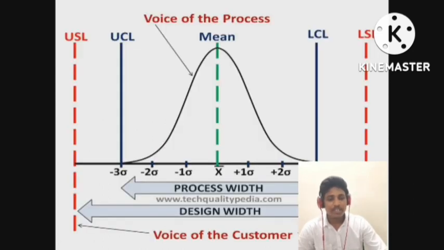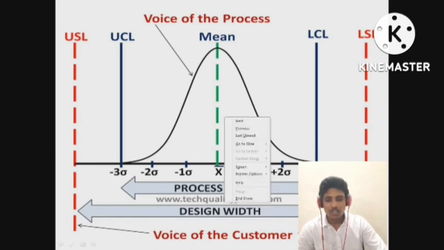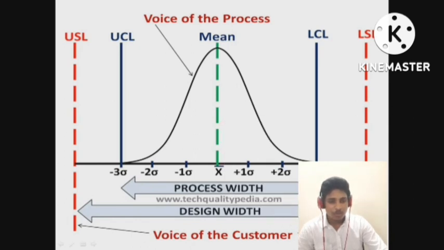This is the process capability graph. This is the process width. Here the customer gives a limit, that is the tolerance values. The positive tolerance is called the upper specification limit, USL, and the negative tolerance they provided is the lower specification limit, LSL. This is called the design width. The customer provides the tolerance limit, and this is called the design width.